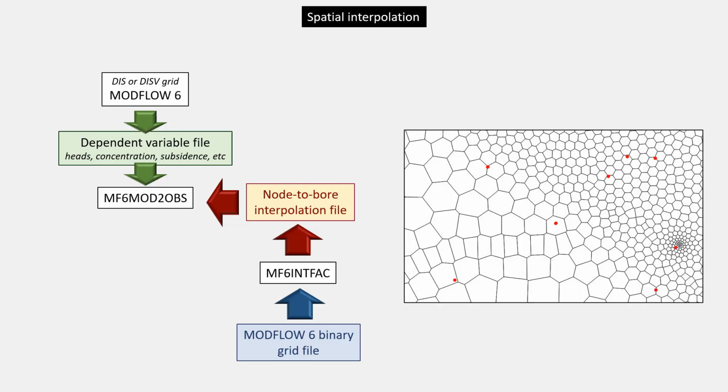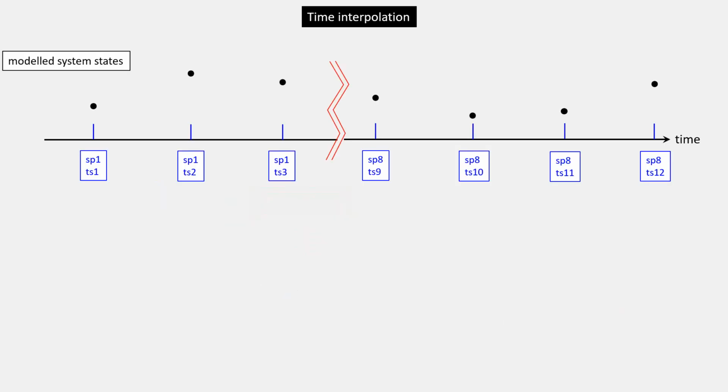So suppose that we have a disv grid that looks like the one pictured here. MF6 intfac locates the cells which surround the point to which we want to interpolate and form a triangle. It then does barycentric interpolation within that triangle from the cell centers which surround it to the point to which interpolation must take place. So that takes care of spatial interpolation.